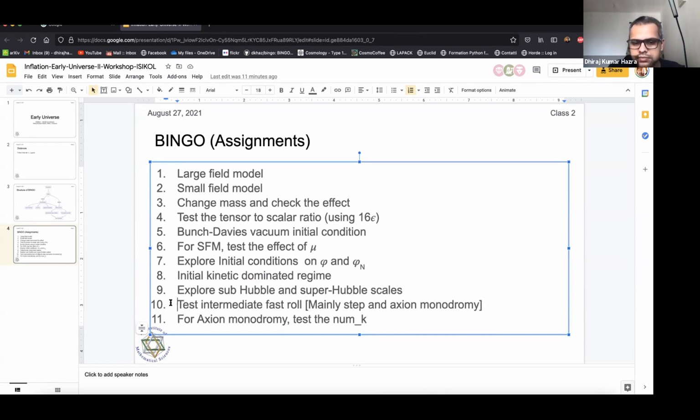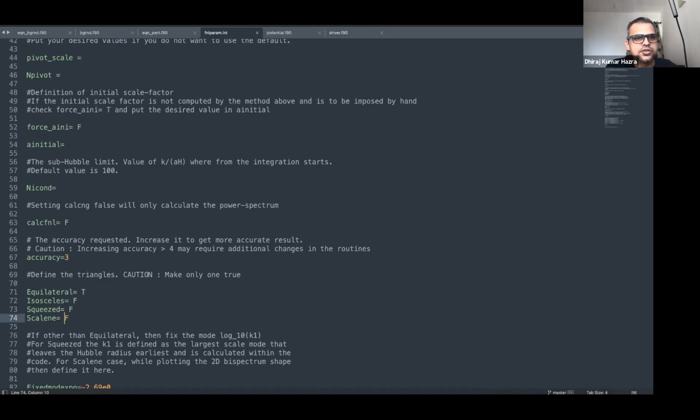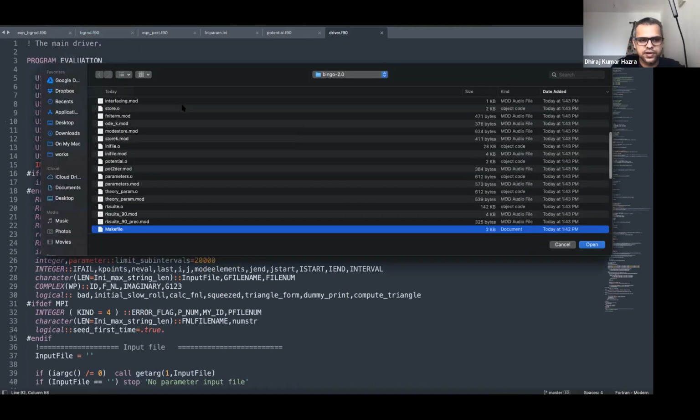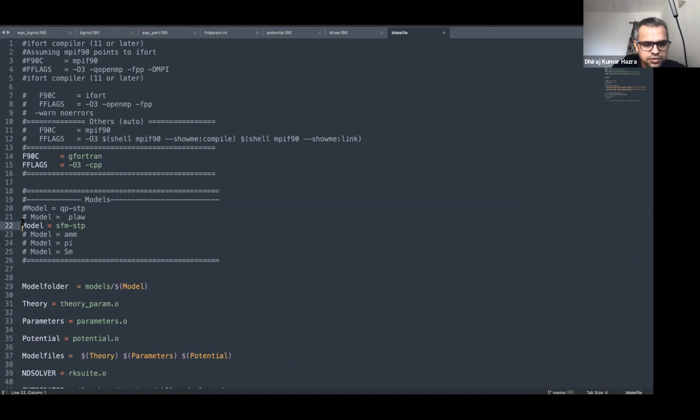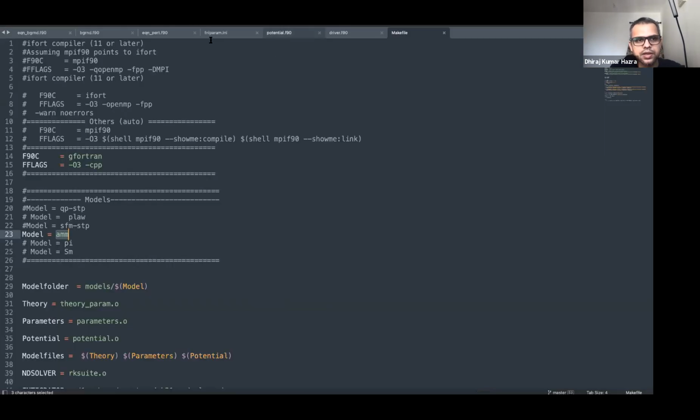Okay, and intermediate fast roll, or let's say I work with a string theory model. Let's say I take interest in string theory and just file, open, make file. So this is commented, and I'm commenting out the axion monodromy model, AMM. All right. Now AMM is a string theory model which has a linear potential. Let me just show you what the potential looks like.